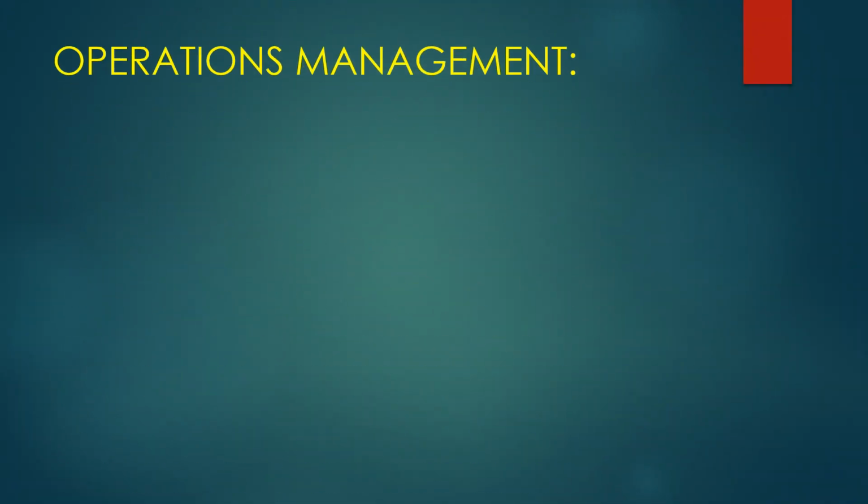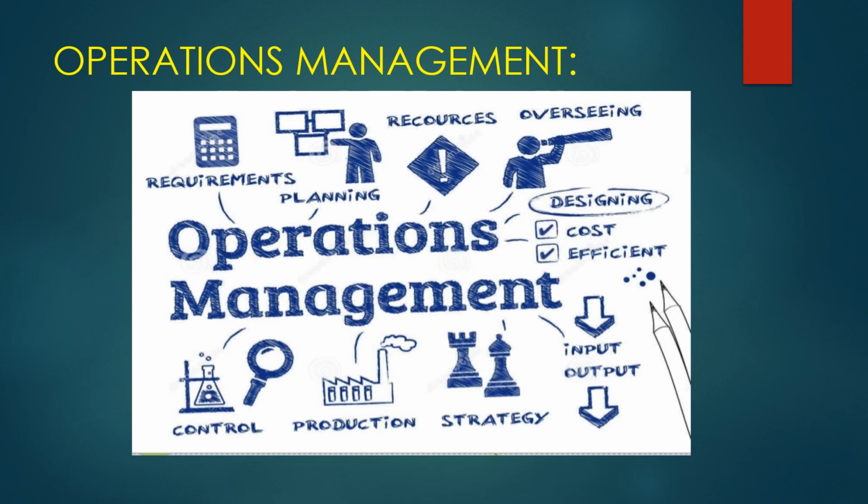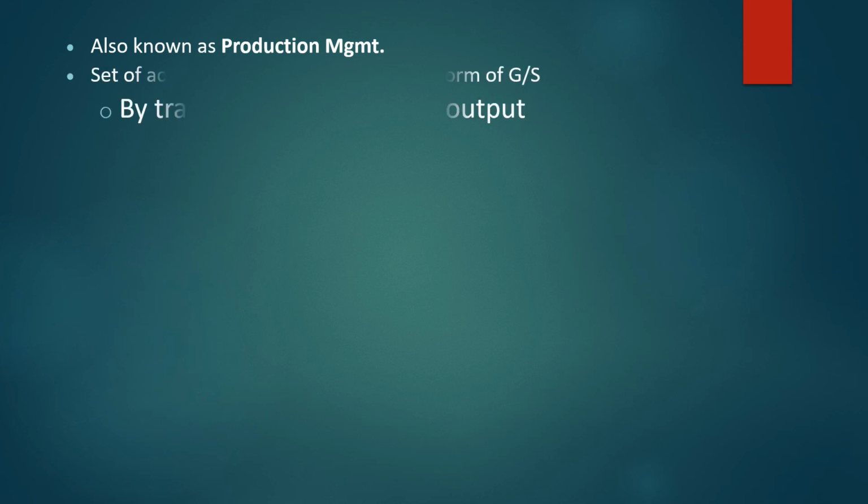So coming towards operations management, it is concerned with many things like planning, control, production strategy, cost, efficiency, designing, overseeing resources available in an organization, input and output ratio, and many other requirements. Operations management is also known as production management.